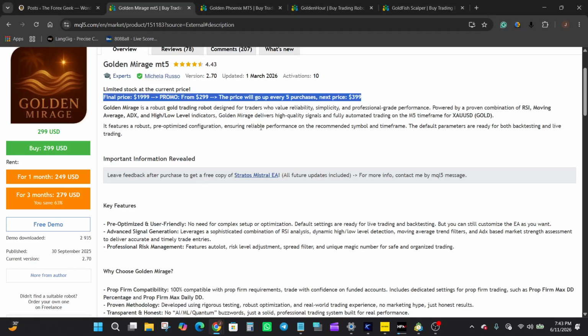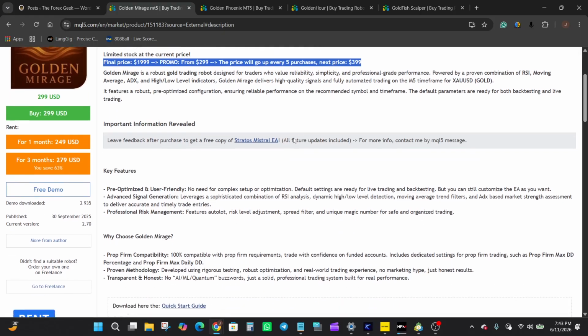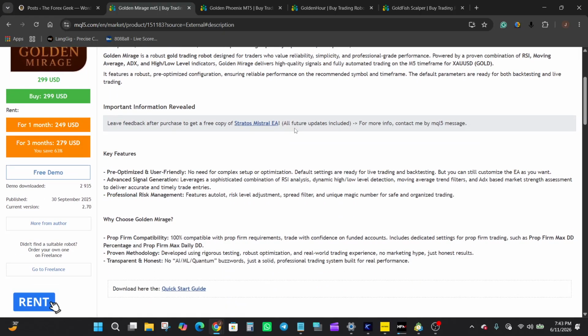of purchases. Moving through the product description, Golden Mirage is specifically designed for trading XAUUSD, which is gold, on the M5 time frame. According to the developer, the system combines RSI, moving average, ADX, and high-low level indicators to generate trading signals and execute trades automatically.